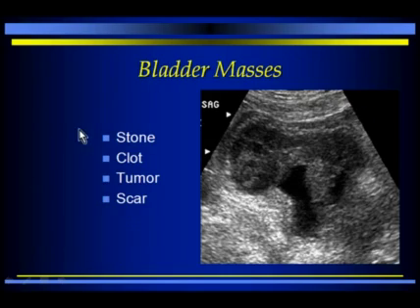So just to review what we've seen so far, bladder masses, we've seen stones causing mass. We've seen clots as a cause for a focal space occupying lesion in the bladder. And then you have tumor and scar. And this is just another case. Here we see the bladder. And here we see mass filling up much of the bladder. This turns out to be advanced transitional cell carcinoma growing into the bladder.